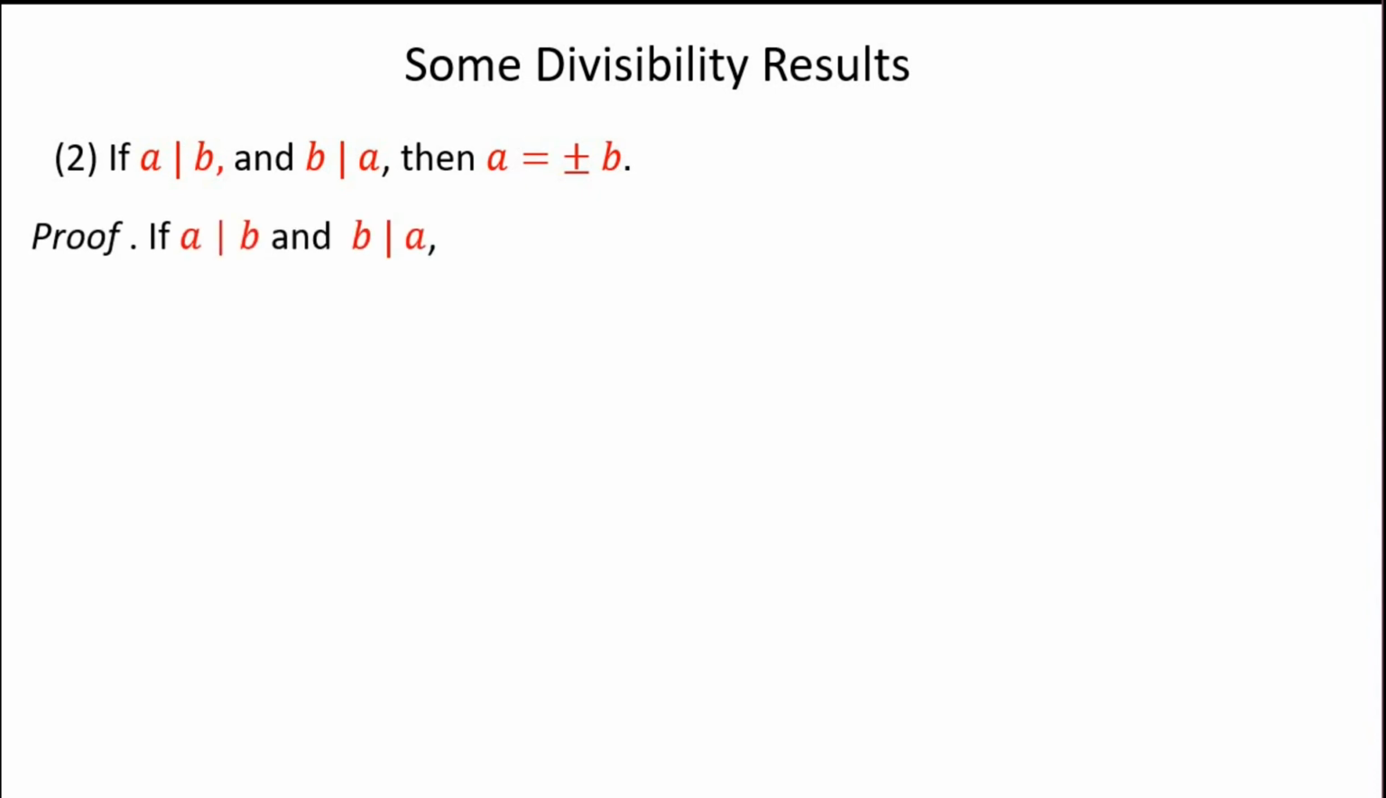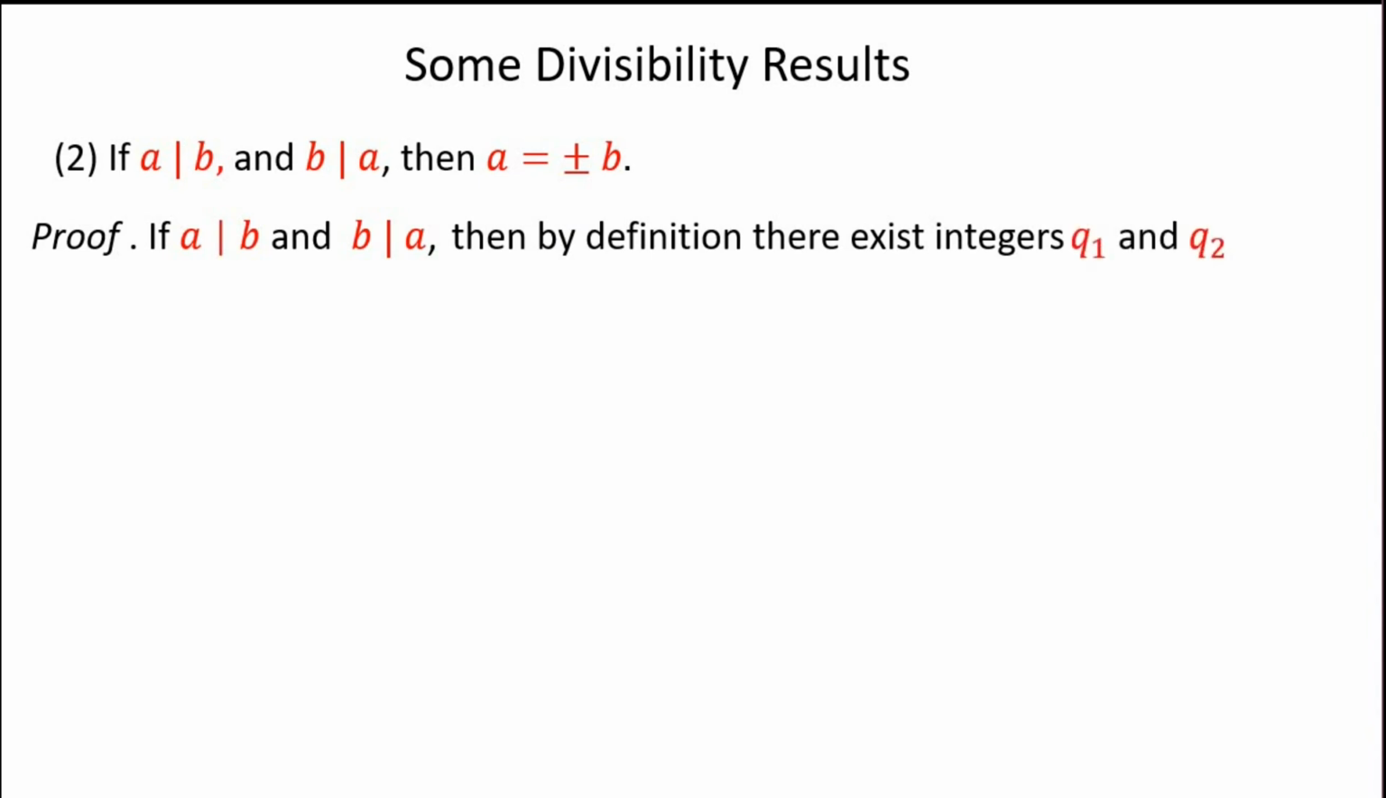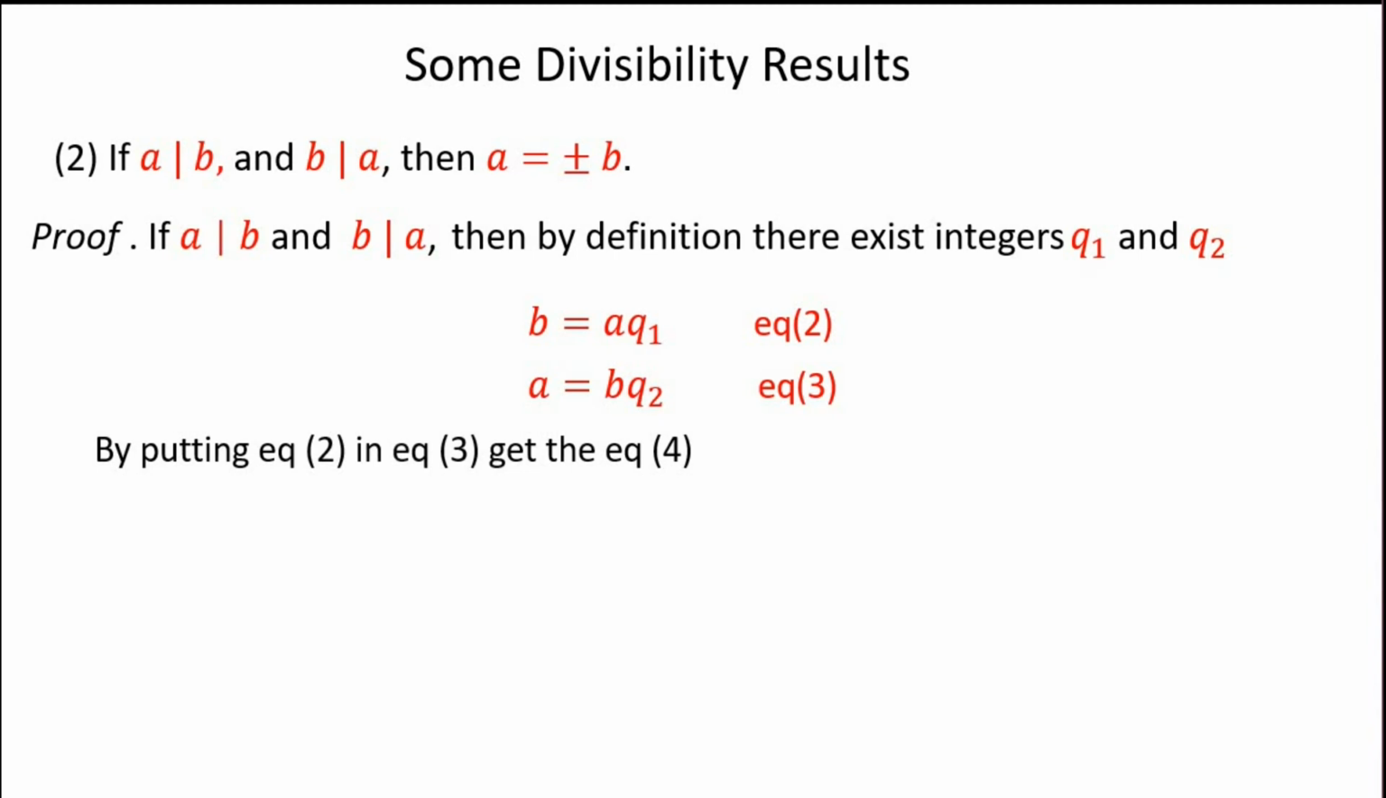The second divisibility result states that if a divides b and b divides a, then a is equal to plus or minus b. To prove the result, assume that a divides b and b divides a. Then by definition there exist integers q1 and q2 such that b is equal to a times q1 and a is equal to b times q2. By putting the value of b given in equation 2 into equation 3, we get equation 4, that a is equal to a times q1 q2.